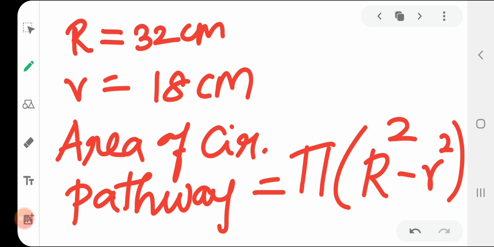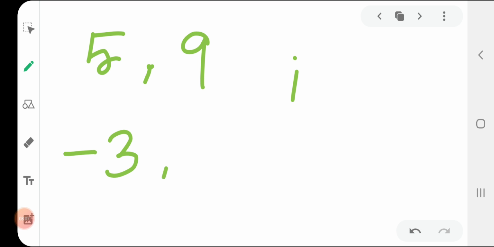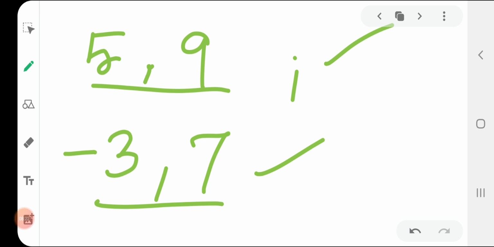So students, your homework is you have to take 2 numbers, 5 and 9, and then one more set, minus 3 comma 7. Use these 2 sets of numbers and verify the properties: closure property, identity property, inverse property and commutative property. Verify the 4 properties using these 2 pairs of numbers. I will meet you in the next class. Thank you so much.